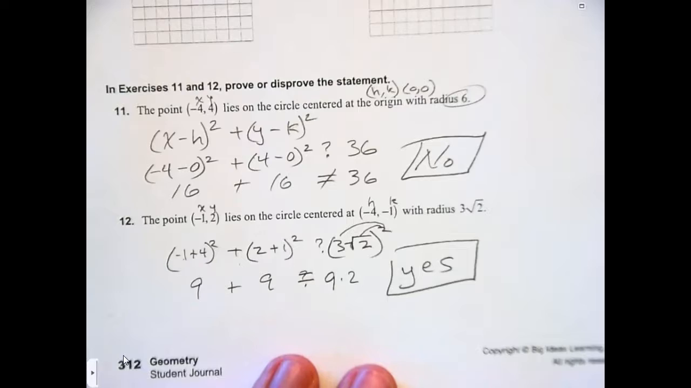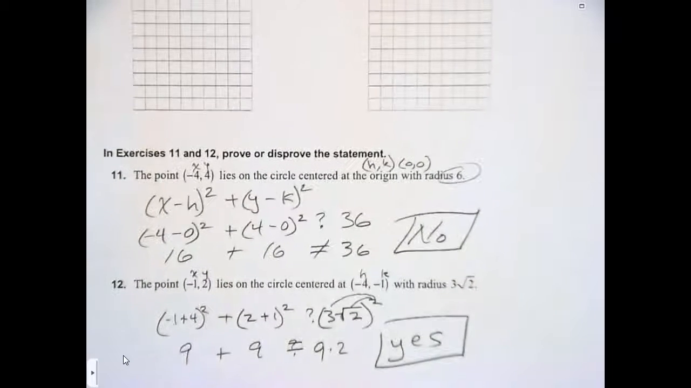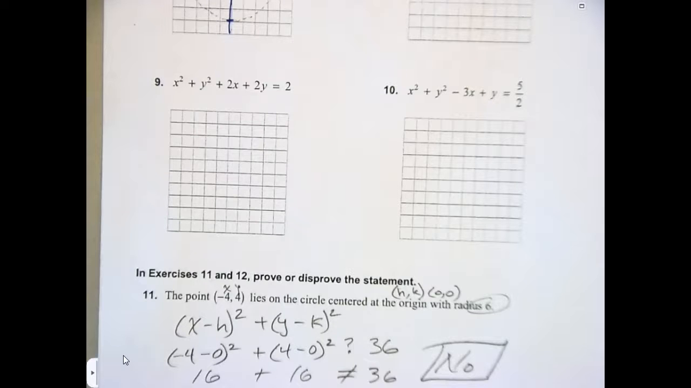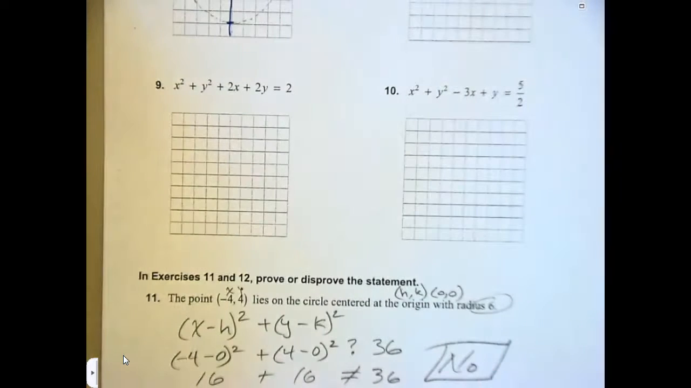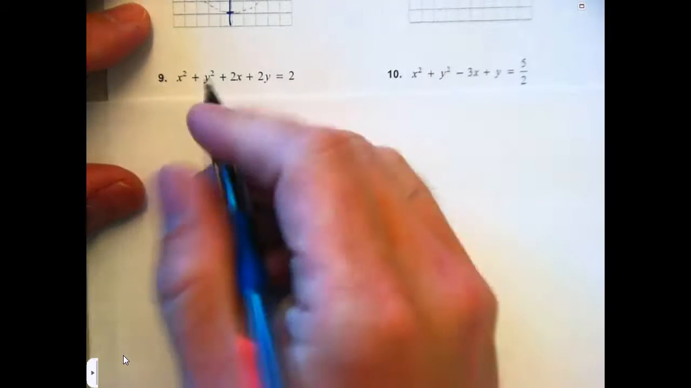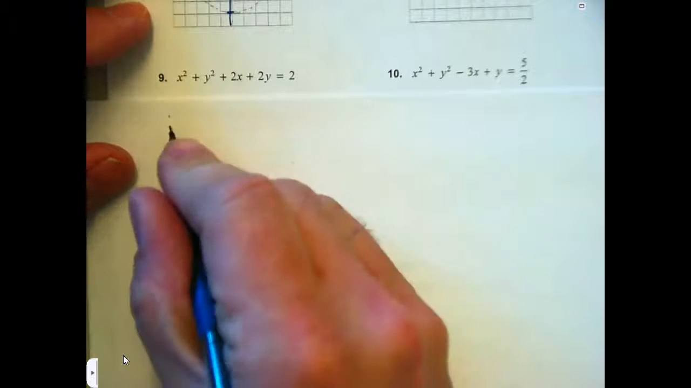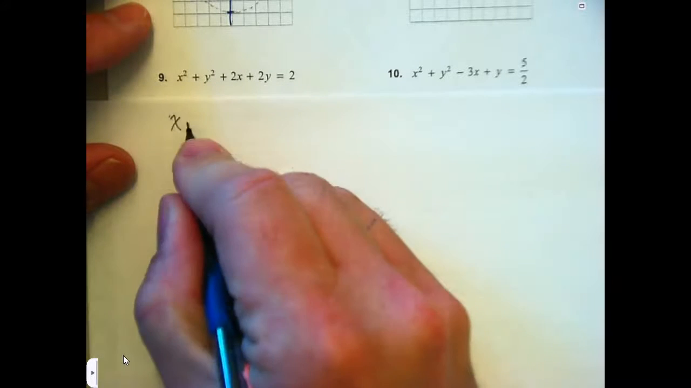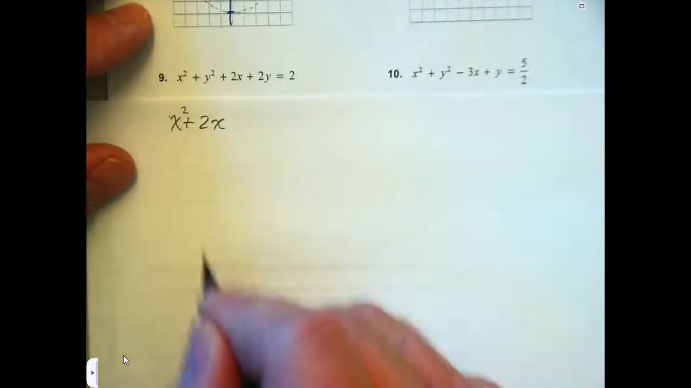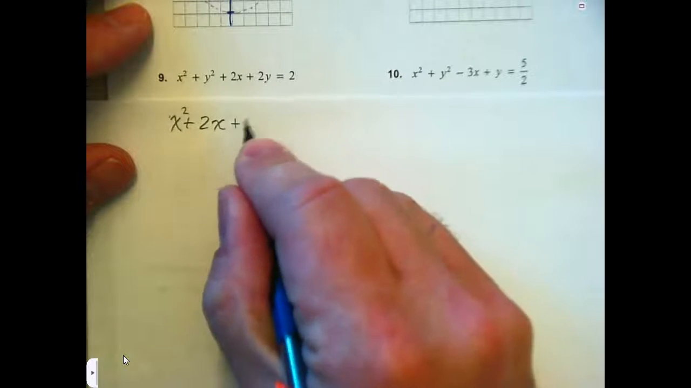Okay, number 9. So, we are going to do completing the square twice here. Notice they give you this kind of ugly equation. To find the equation of the circle, we're going to rewrite it like this. We're going to put all of our x's next to each other, x squared plus 2x, and then plus something, because we know we're going to complete that square in a minute.